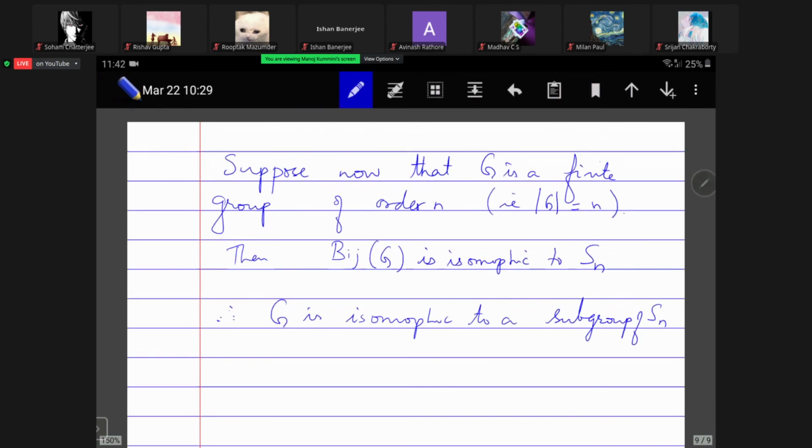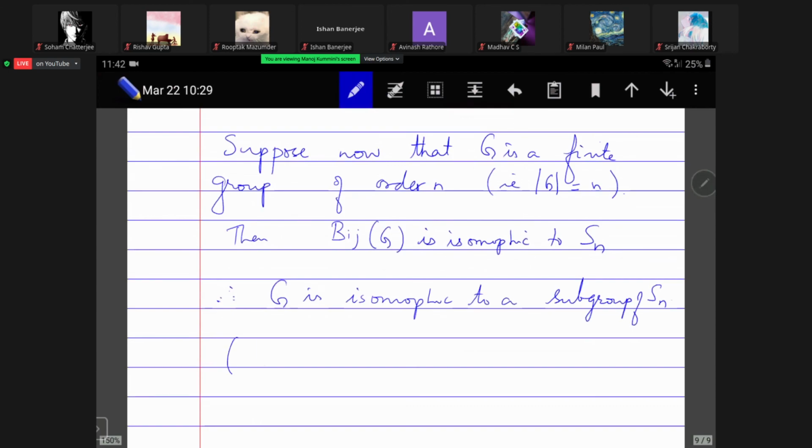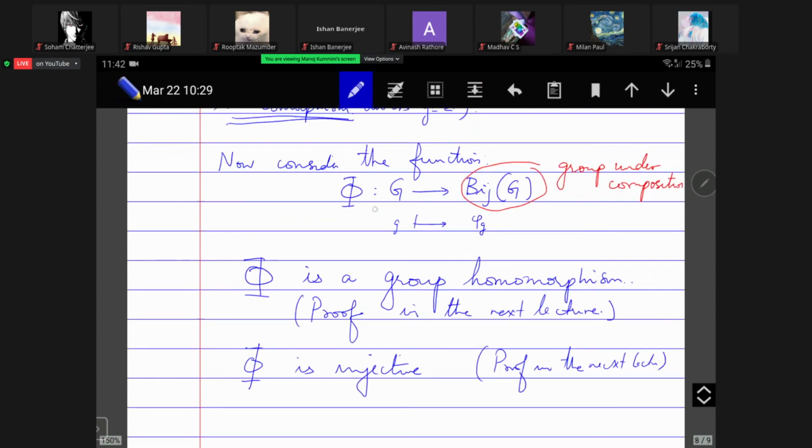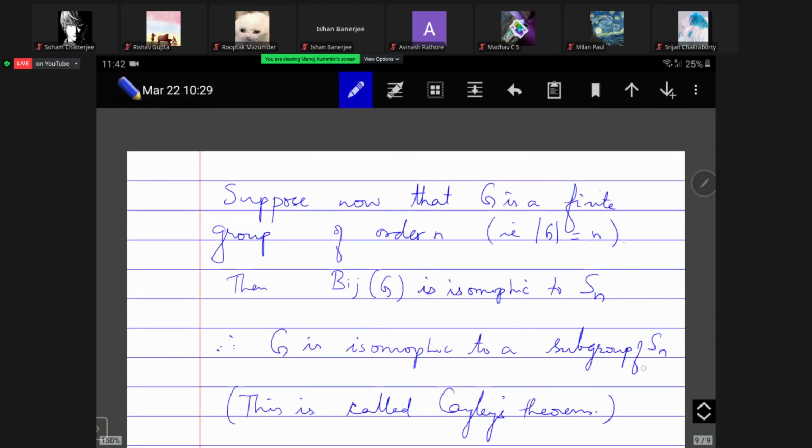Subgroup of S_n. This is called Cayley's theorem. We'll revisit this point next time because I need to prove the key points again. I have not yet proved them. So in other words, every finite group is isomorphic to a subgroup of S_n for some appropriate n.